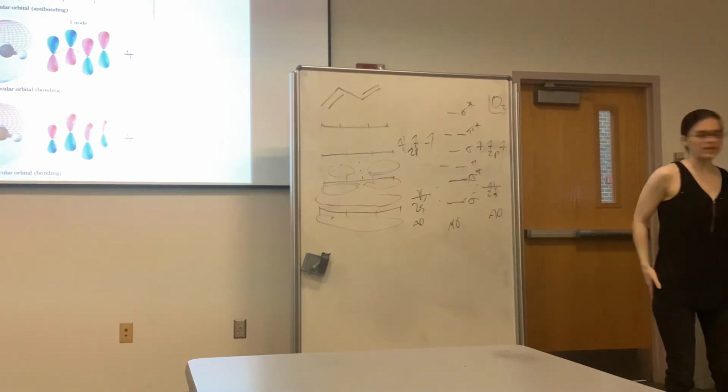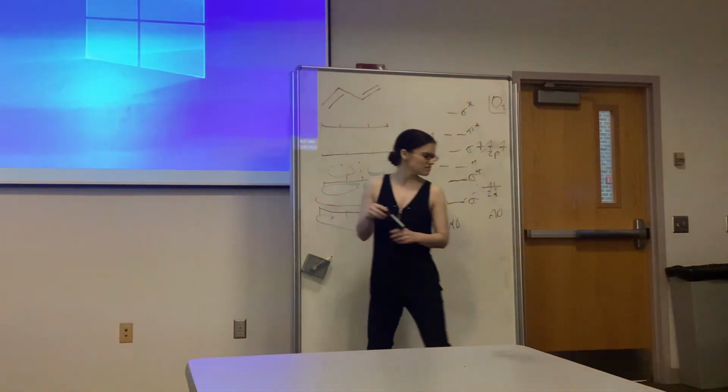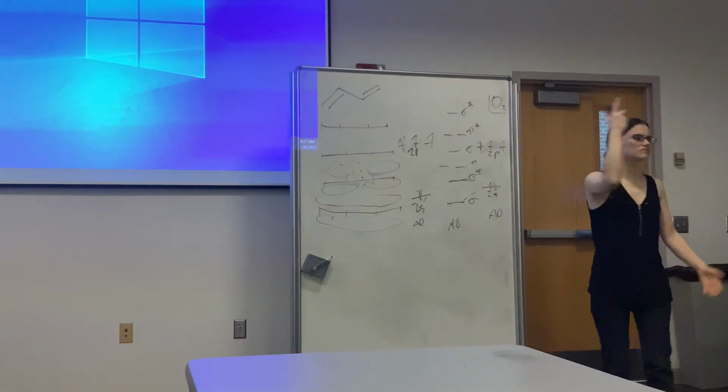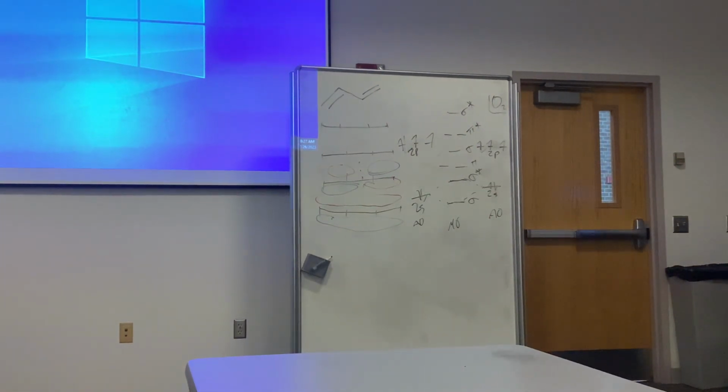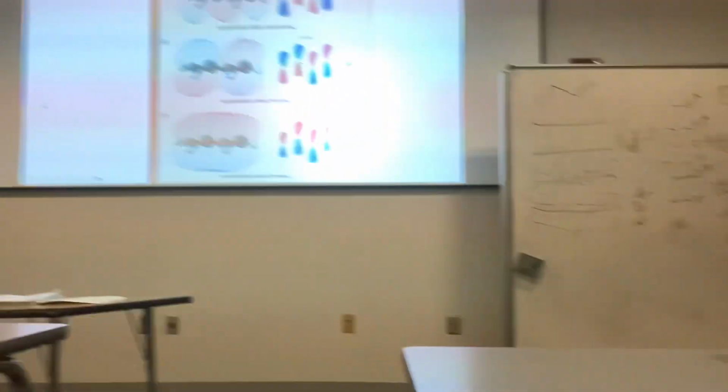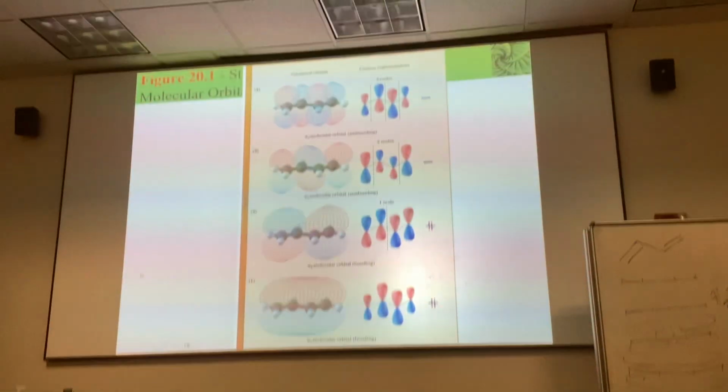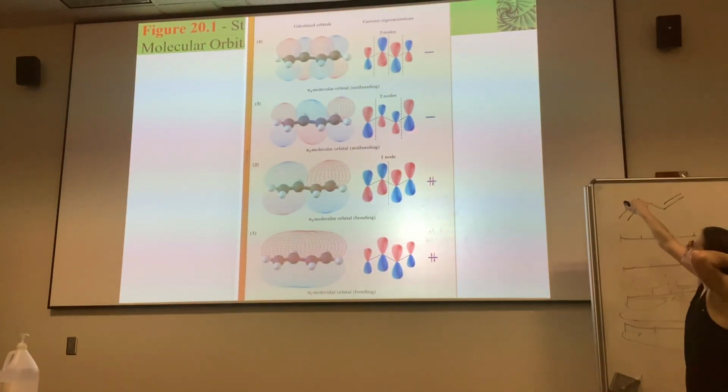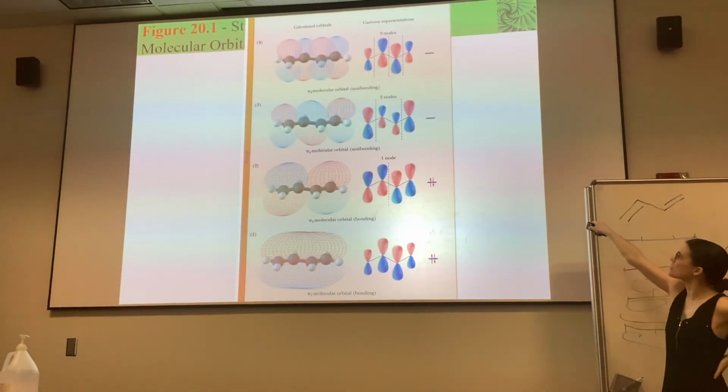After that, we have just my inability to work a clicker. It's fine. After that, we make one with 2 nodes, and so this guy's an anti-bonding orbital.